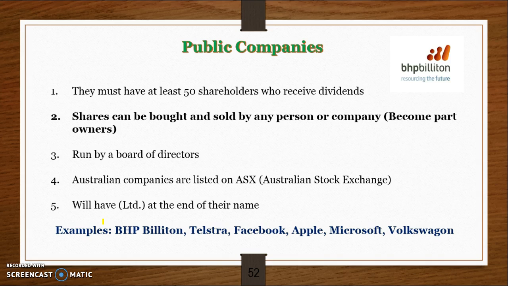They're run by a board of directors. They are listed on the Australian Stock Exchange. So they are listed companies in that anyone can buy and sell shares in them. And they will generally have the word LTD after their name, as opposed to private companies with PTY LTD after their name. So here are some examples of big companies you will have heard of that are public companies, like Facebook and Apple and Microsoft.